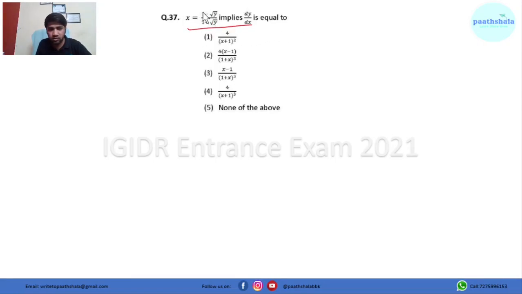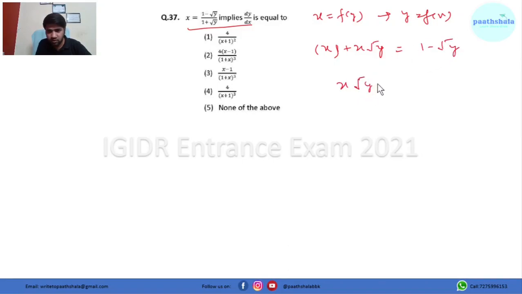So to solve this question, we have to first simplify. As this function is in the form x equals f(y), we have to first transform it into y equals f(x) form. So let's solve it. This will come out to be x plus x root y equals 1 minus root y. Okay, let's shift the root y to this side. So root y plus x root y equals 1 minus x.